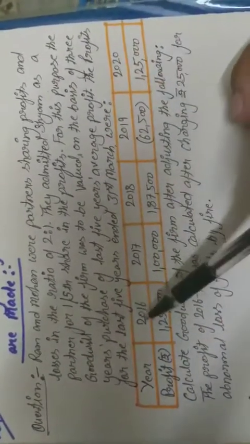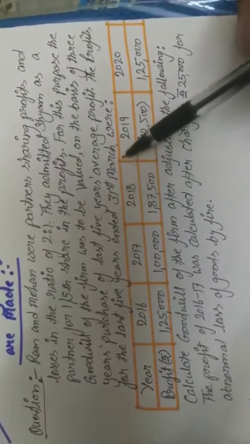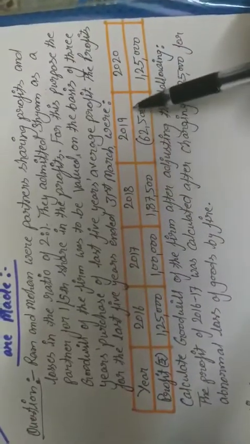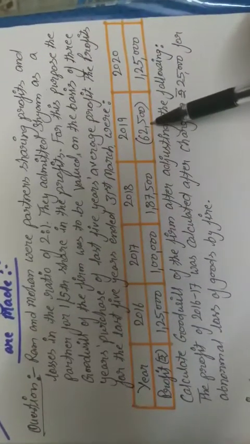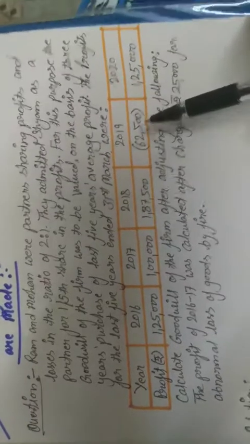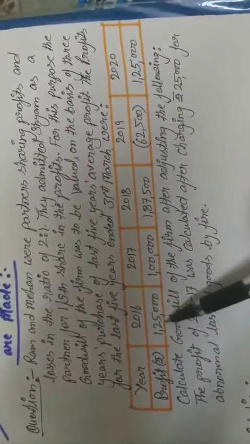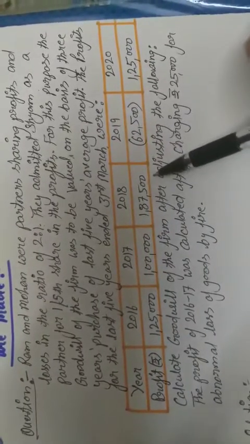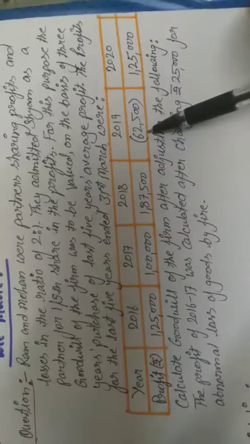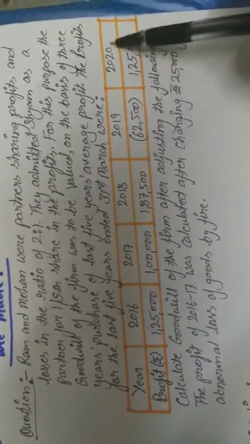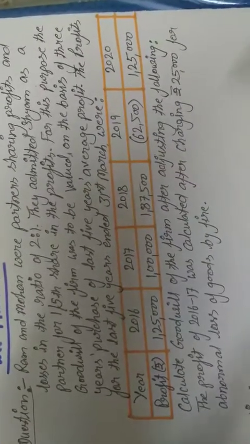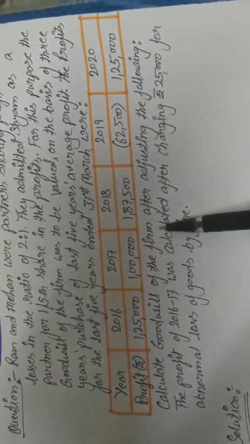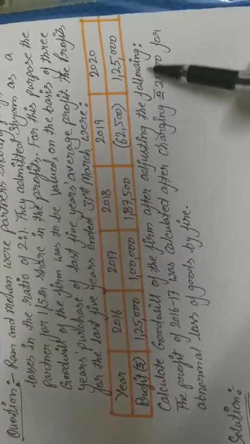The profits for the last 5 years ended 31 March: पिछले 5 सालों का प्रॉफिट है. अगर मैं यहाँ पर देखता हूँ कि 2019 में यहाँ पर ब्रैकेट में लिखा हुआ है, इट मीन्स इट इज़ a loss, not a profit. Okay, 2016 this is profit 1,25,000, 2017 1 lakh, 2018 1,87,500, and 2019 it is a loss 62,500, and 2020 1,25,000, that is a profit. Now calculate goodwill of the firm after adjusting the following.